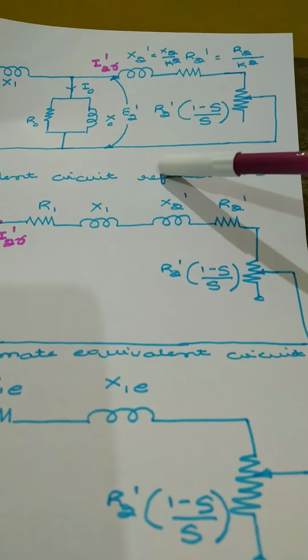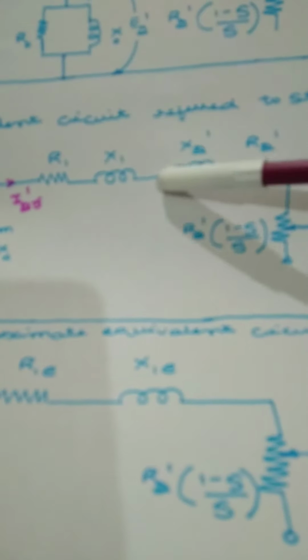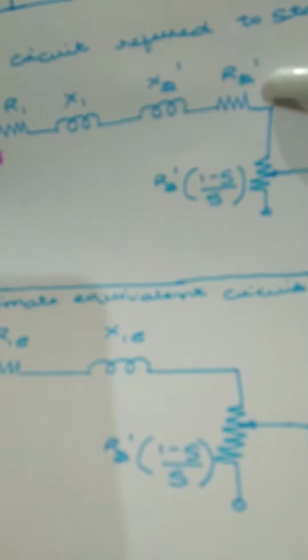So now we can replace this component to this side. So then it becomes this one. When you bring it, I1, this is the R1, X1, and then the rotor side reactance X2 dash and R2 dash are the same thing. This one is R2 dash (1 minus S) by S. Now these two resistances we can combine. You get R1E, which is nothing but R1 plus R2 dash. X1E is nothing but, in this circuit diagram, X1 plus X2 dash.